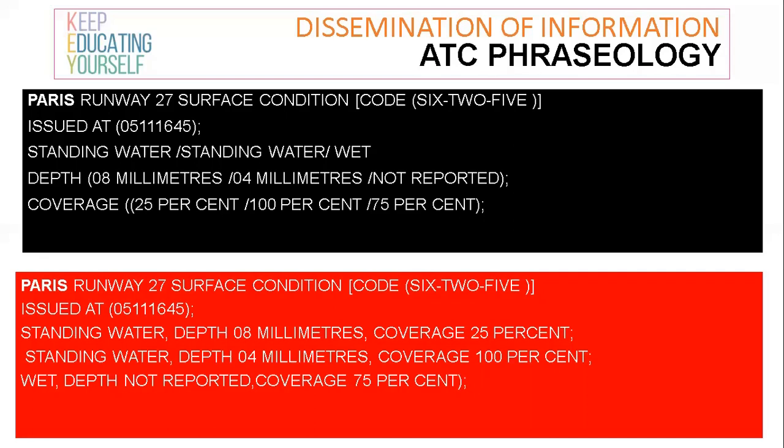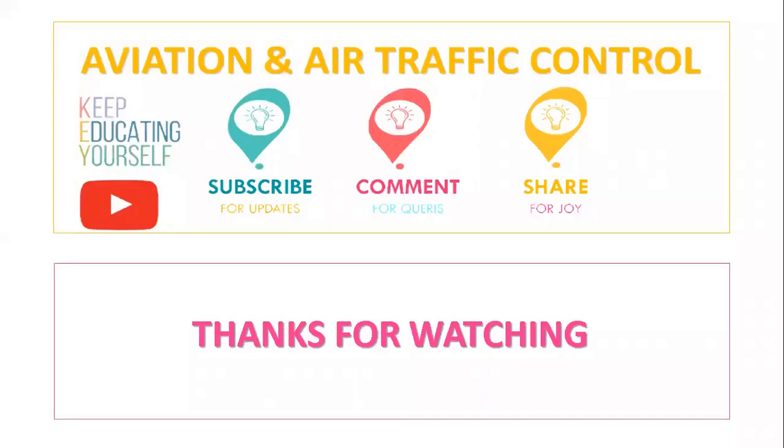So what is the change between the black and red ones? In the first, we mentioned the first third, then the second third, then the third third separately. In the red one, for the first third we mentioned everything together: what contamination is there, depth of contaminant and coverage. Then we went to the second third, and last we covered the third third. So we can do it both ways. The pilot is aware of what information he is getting and can enter it in his FMS for safe landing. So this is the way of dissemination of information through ATC phraseology.